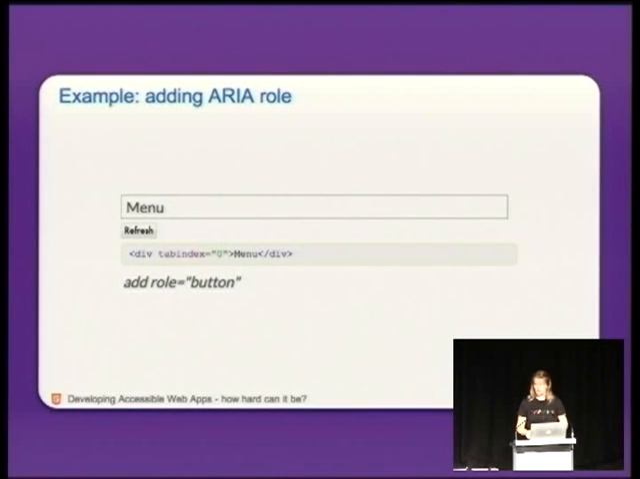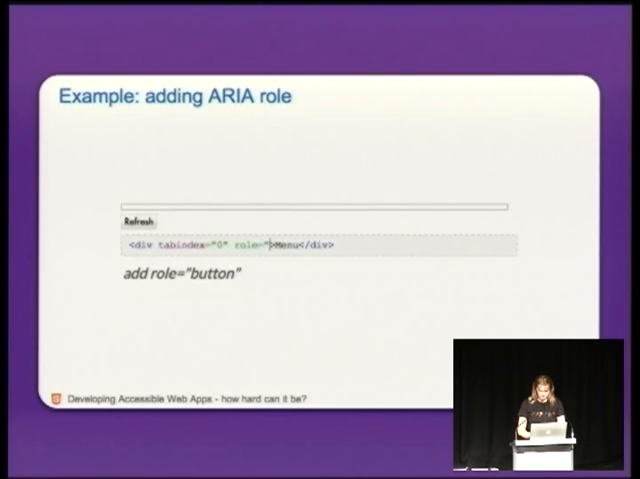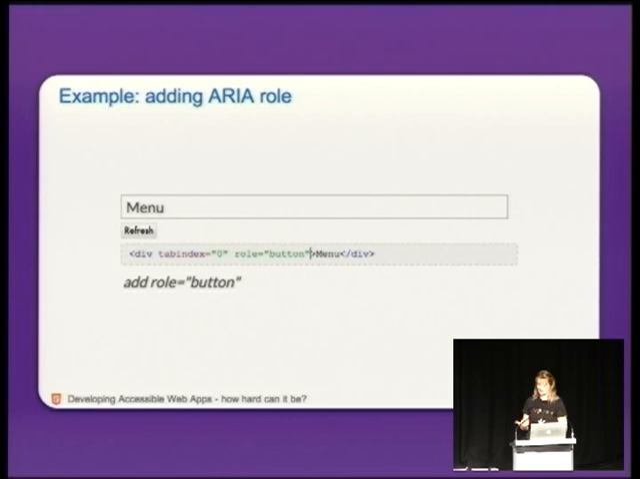So in this example, we have a div here that just says menu, but it's actually a button. In our application, it takes the role of a button, so why not give it the role of a button? If I give it the role button, the screen reader knows this is a role of button, so we're going to tell the screen reader that this is actually a button.